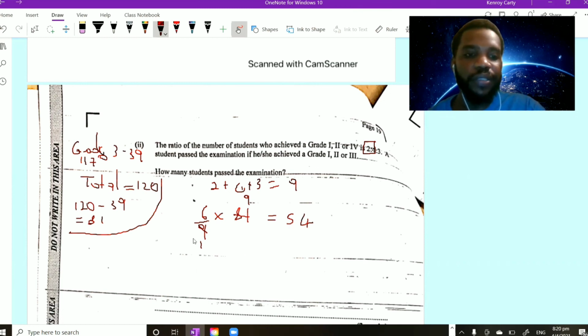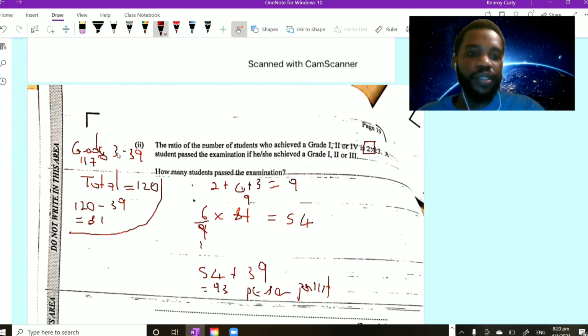But we also know that the number of persons who got grade 3 was 39. So it would be 54 plus 39. This would reflect the number of persons who passed the exam. That is going to give me 93. So 93 persons pass. Let me explain that again.